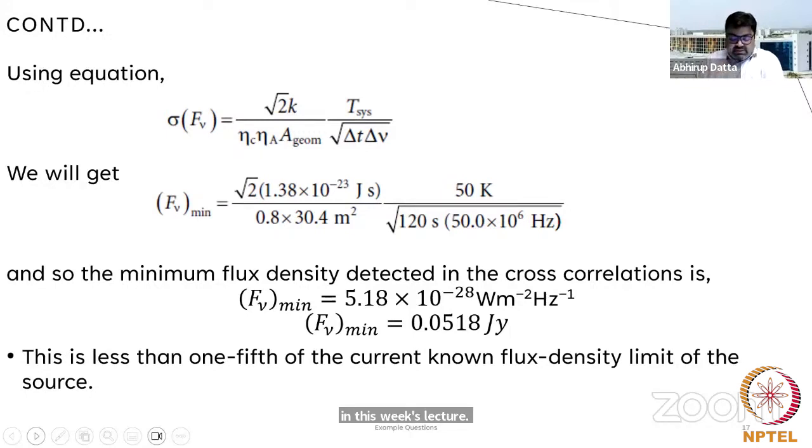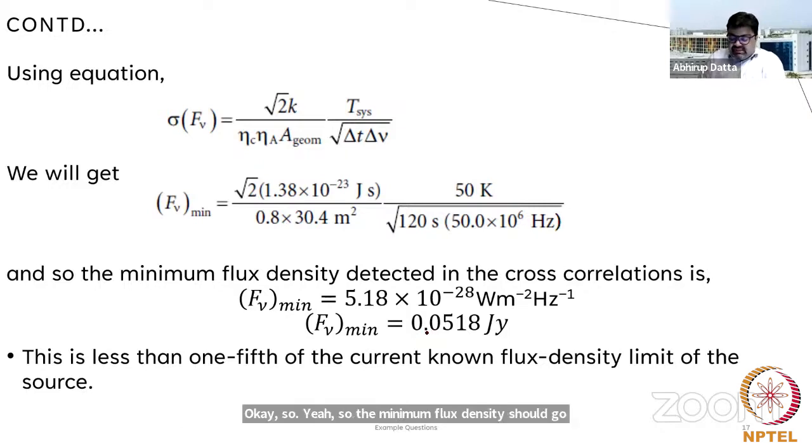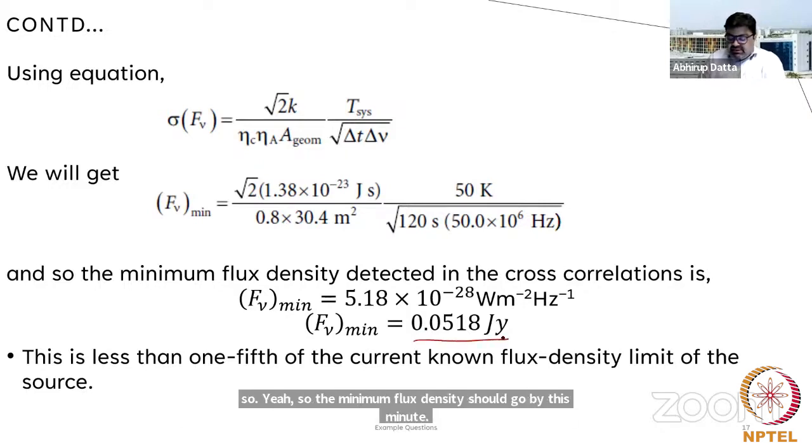Okay, so the minimum flux density detectable, if you go by this manner, is 0.0518 Jansky.